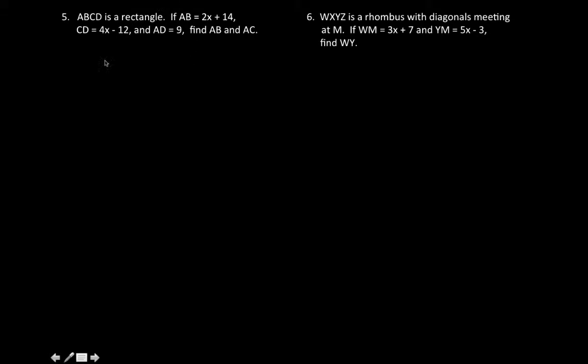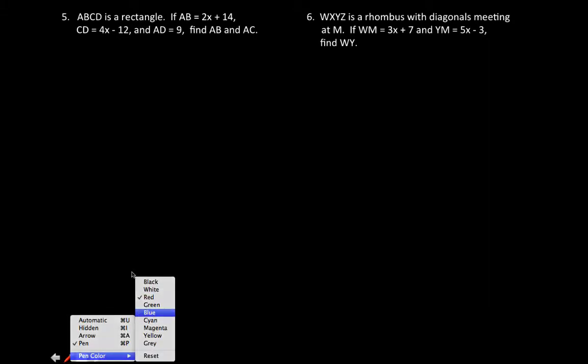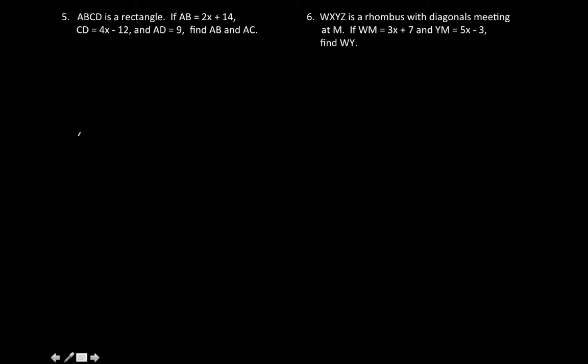Okay, so ABCD is a rectangle. Oops, I need a pen. Pardon, that doesn't look like a rectangle. AB is 2x plus 14. CD is 4x minus 12. AD is 9. And we want to find AB and AC.